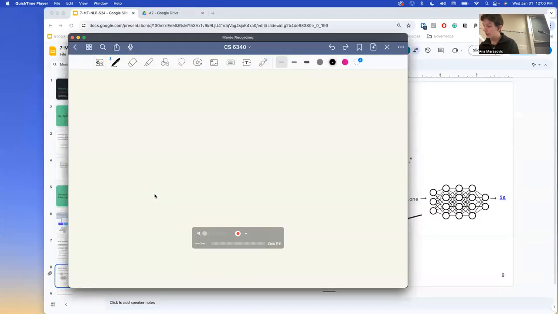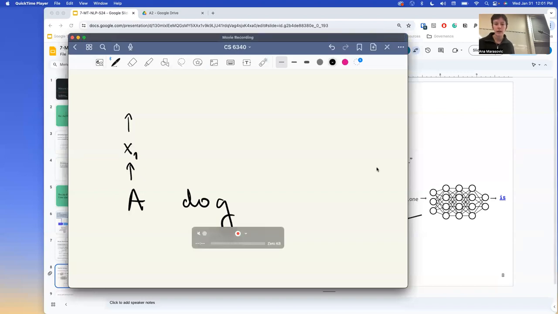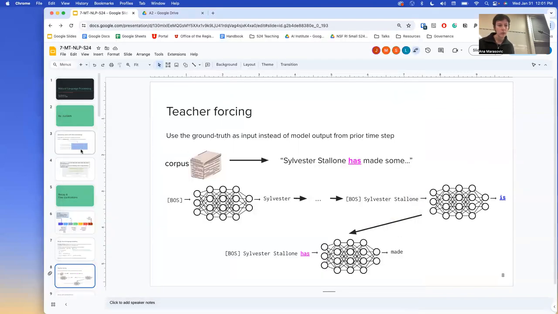Okay, so let's say we have a sentence, "a dog," and then we are trying to predict the next word. Here in the first layer of the RNN, we are going to have a token embedding, for example, the word2vec embedding of the word "a." And then we feed it into our neural network, and it does some computation with it. Here we have this equation.